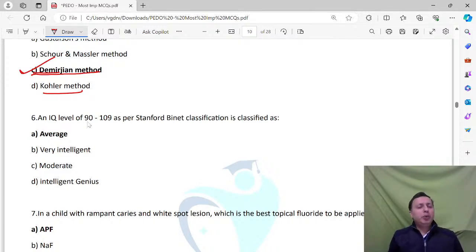Now, according to the Stanford Binet classification of the IQ, 90 to 109 is classified as average, very intelligent, moderate, intelligent, or genius. It is average.